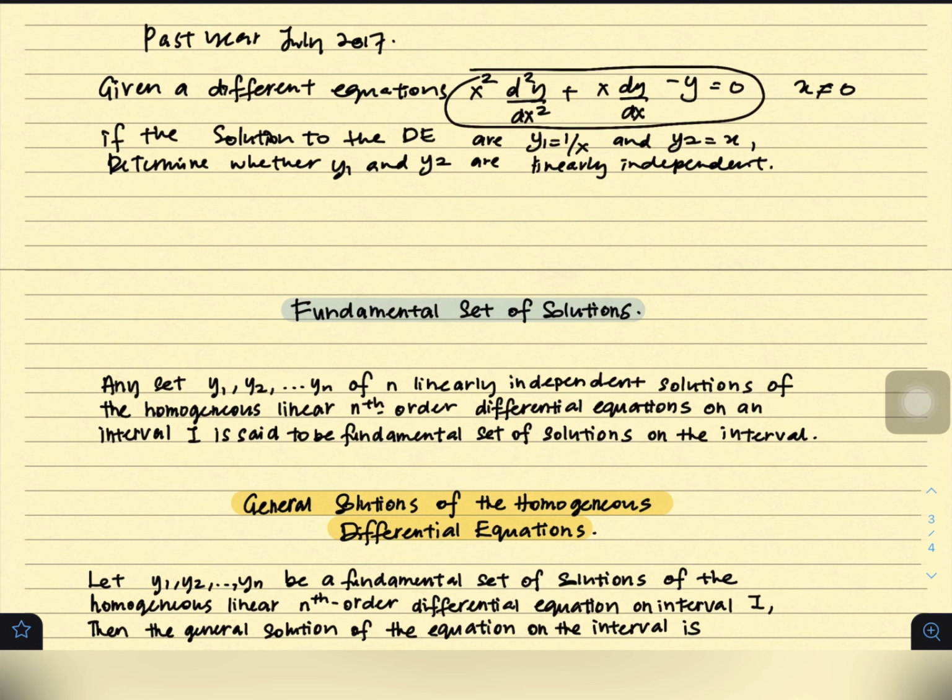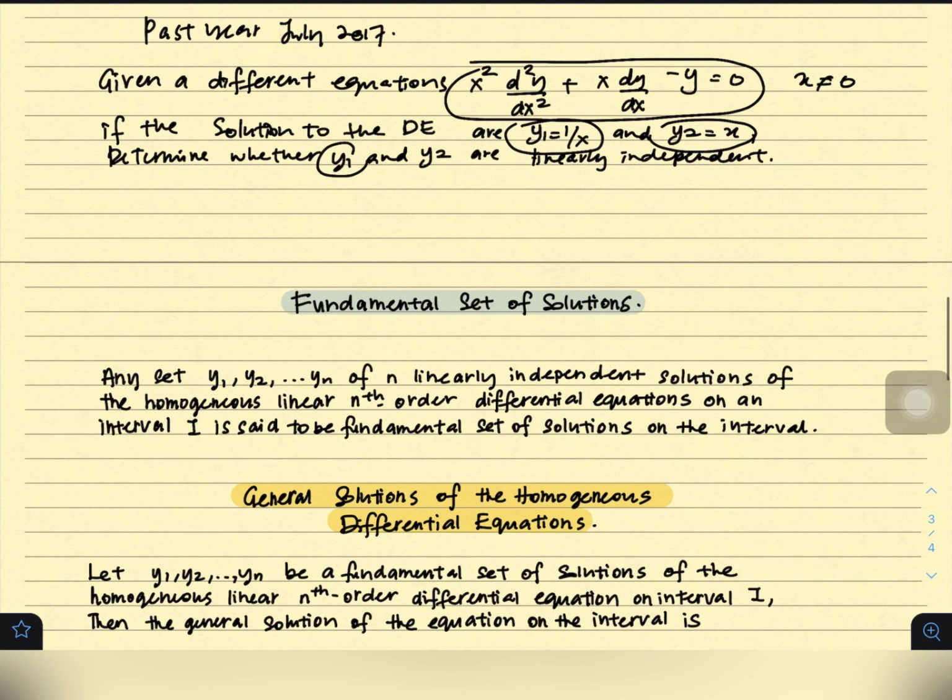and then it gives us the solutions, where the solutions of that differential equation are y1 equal to 1 over x and y2 equal to x. Now it asks us to determine whether y1 and y2 are linearly independent or linearly dependent. So when we want to determine whether the solution is linearly dependent or independent, we need to find the Wronskian value. To find the Wronskian value, we need to find the determinant of the matrix.